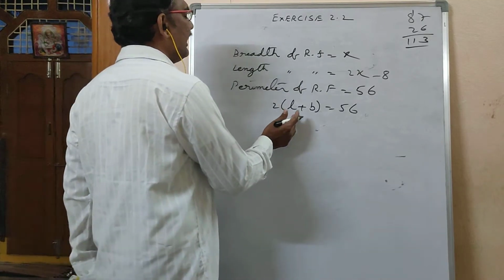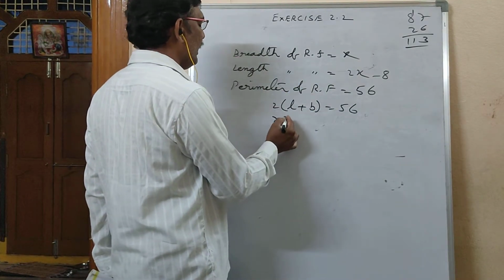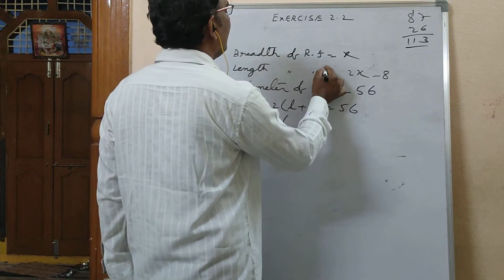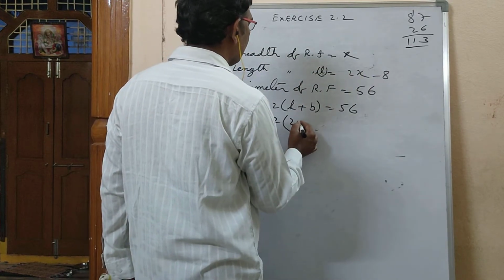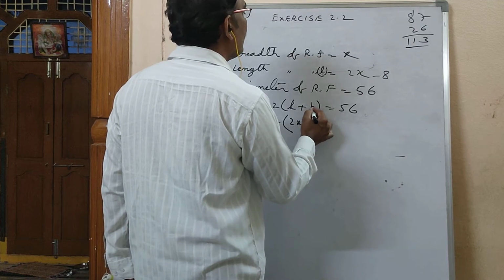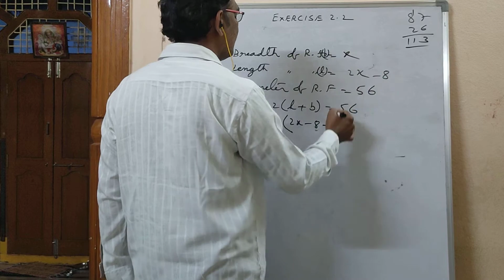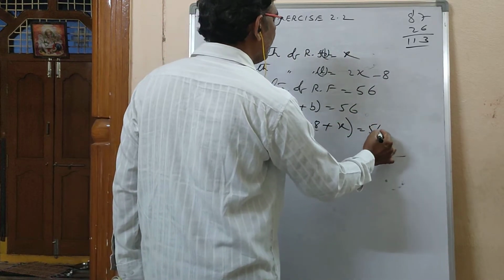Okay. Now same as the previous problem. 2 as it is, then the length. In place of L, what can I write here? 2x minus 8. In place of B, what can I write? x. Breadth is x. Close the brackets, equal to 56.